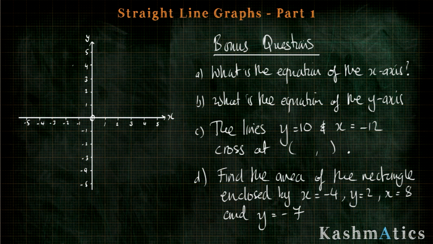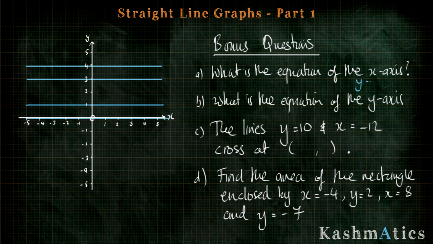Now for part A, it says, what is the equation of the x-axis? Now we know the x-axis is a horizontal line, okay, and all horizontal lines have the equation y equals something. So for example, that one is y equals 4, y equals 3, this one here would be y equals 1. So the x-axis would be y equals 0. Okay, so the answer to that is y equals 0.